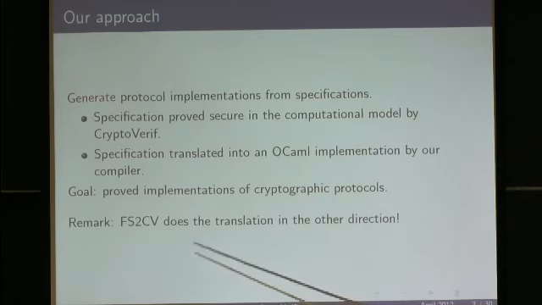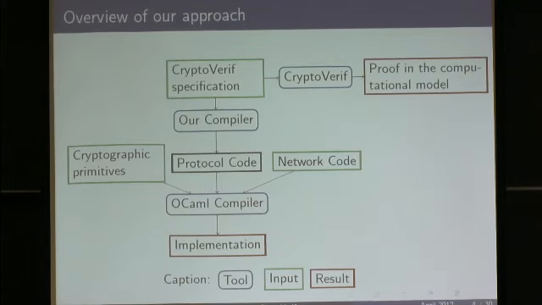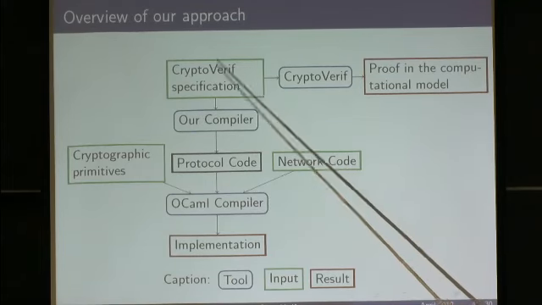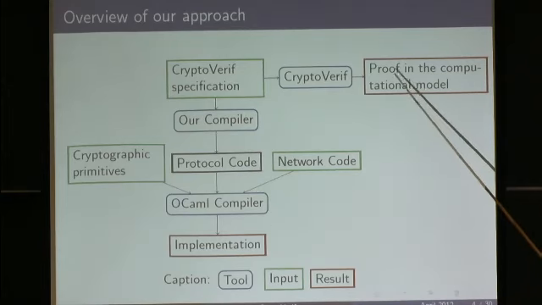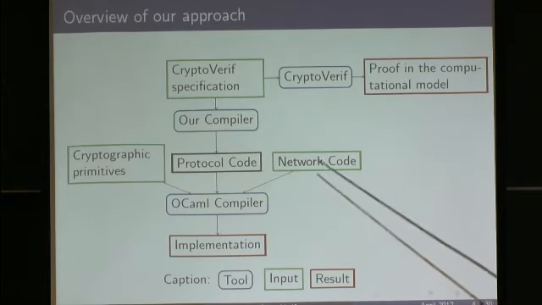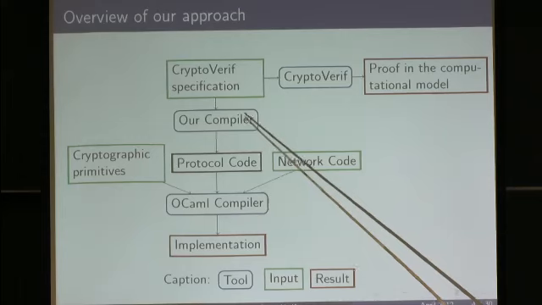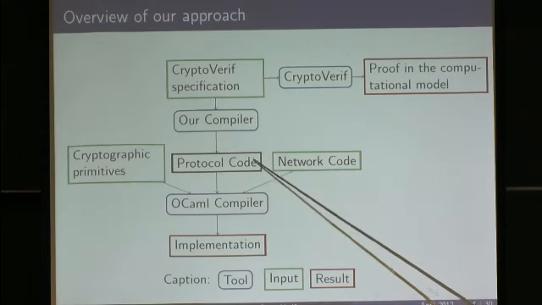So what we do is essentially the reverse translation of FS2CV. FS2CV starts from F#, which is a variant of OCaml, and translates to the CryptoVerif specification. So in the picture, we start from the CryptoVerif specification. We verify it using CryptoVerif, so we get a proof in the computational model. And using our compiler, we obtain an implementation of the protocol in OCaml.